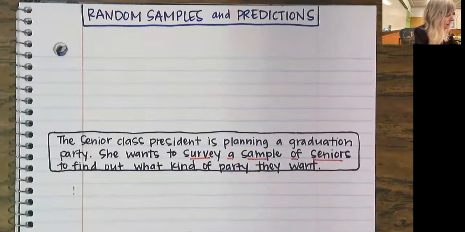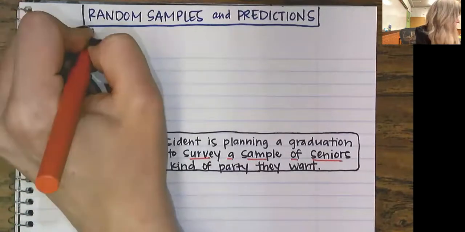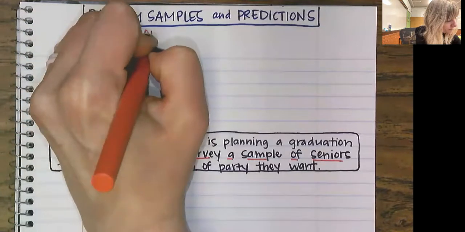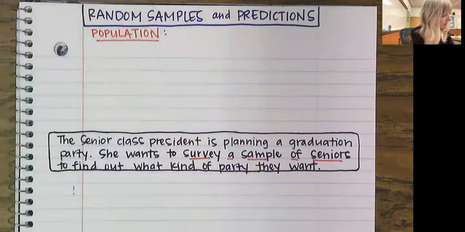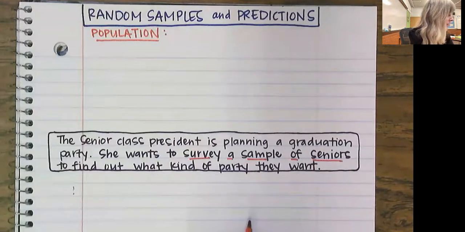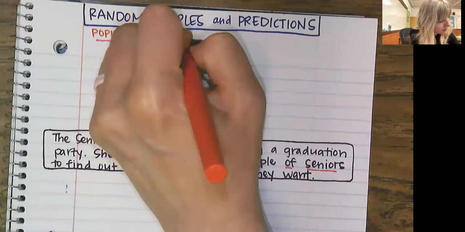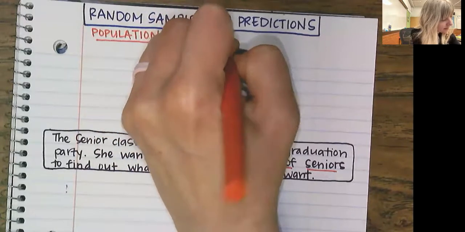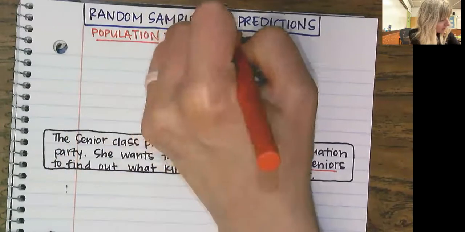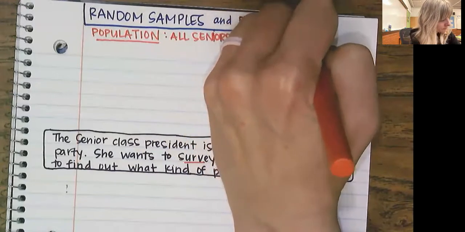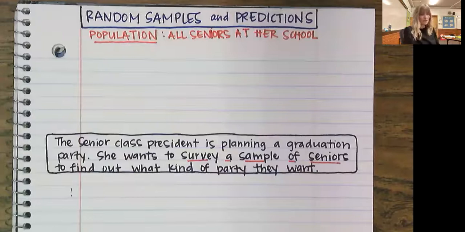But we always want to keep in mind, I'm going to come right up here, right underneath the title. Then I'll show you how it goes together in just a second, but I'm going to write population. The population that she is studying, even though she's not going to ask the entire population, the population that this senior class president is studying is all seniors. Oops, I forgot the I. Seniors, S-E-N-I-O-R, all seniors at her school. That's who she is studying. So even though she's not going to ask every single one of them, that's still her population.